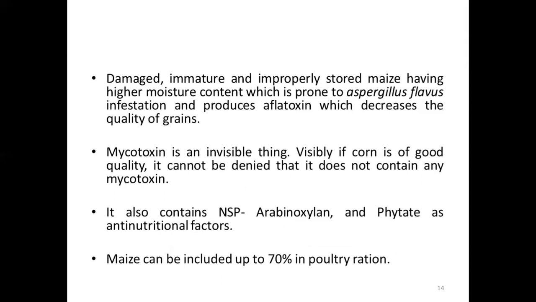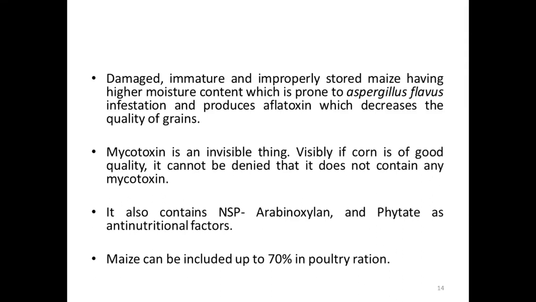Damaged grains, immature grains, and improperly stored grains have higher moisture content, which provides favorable conditions for the development of Aspergillus flavus infestation and produces aflatoxin, which decreases the quality of the grains. Although we may see that the corn is of good quality by our eye, it cannot be denied that it may contain mycotoxin, because mycotoxin is invisible. So proper storage is needed, and properly matured grains should be selected for the poultry feed.